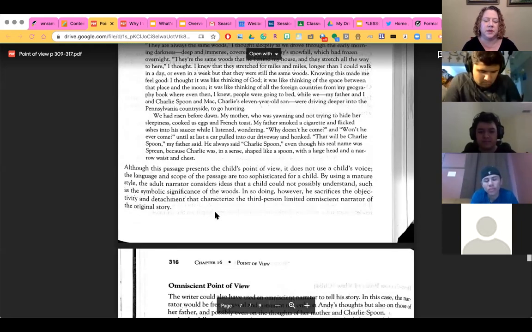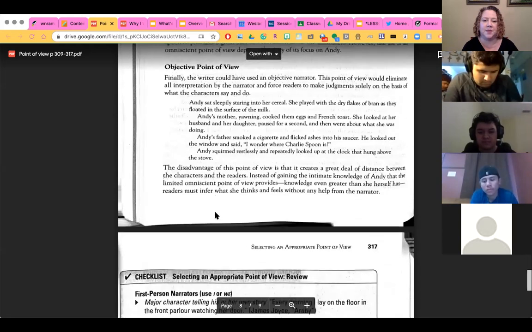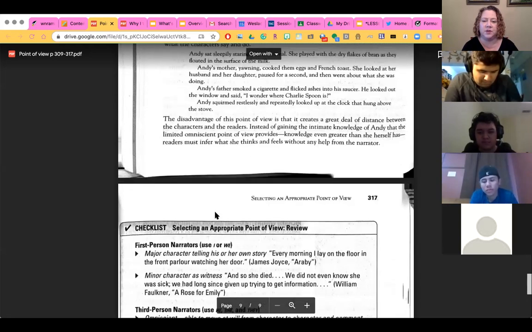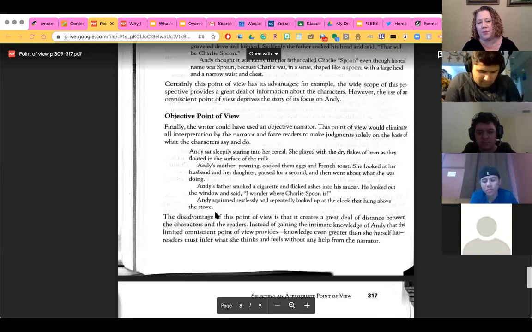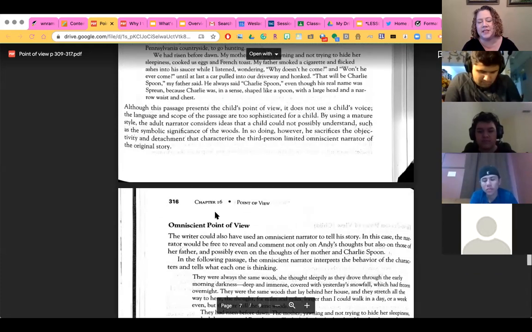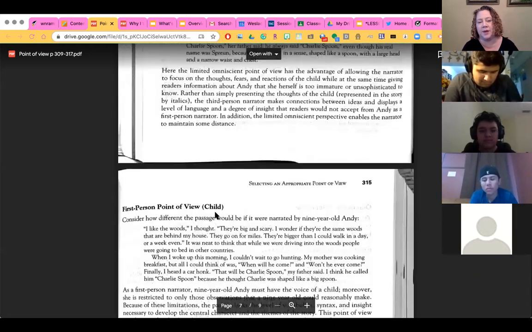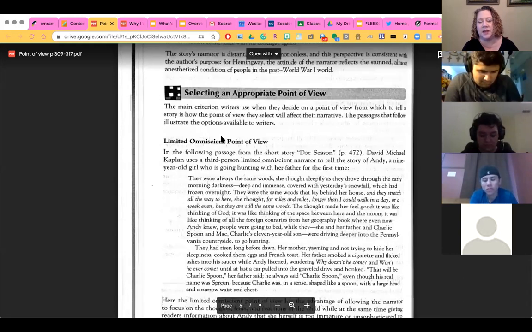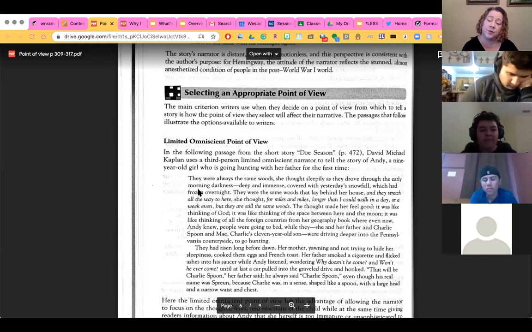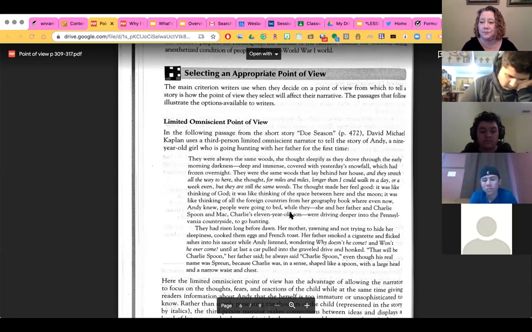Let me see what else is in this section. Omniscient, we talked about that. Objective point of view. They're just giving you more examples there and why an author might choose one over the other. It seems like they're repeating again because they're talking about the same terms, but in this section, selecting an appropriate point of view, they're talking about why an author would choose first person over third person, omniscient over limited in that section. So it helps us with our analysis to think about that.